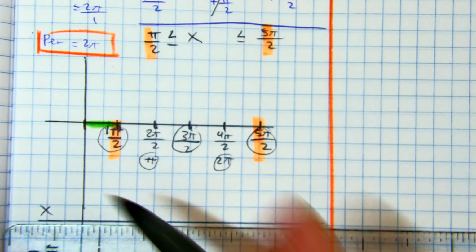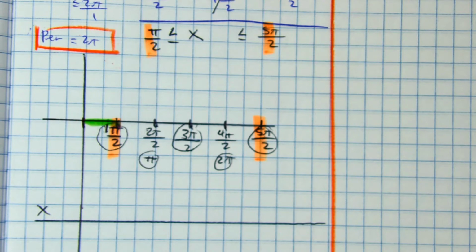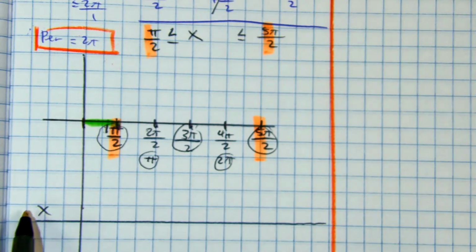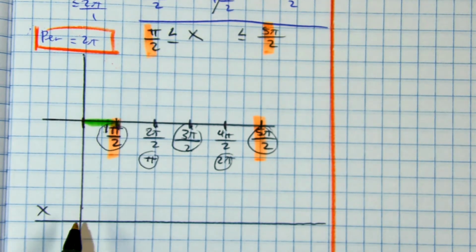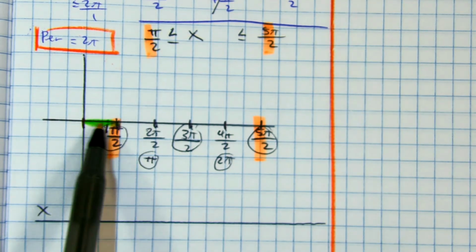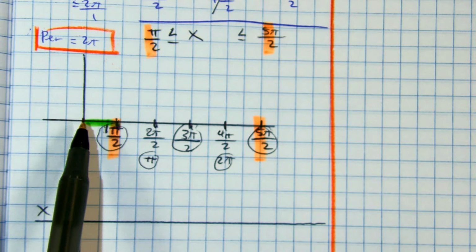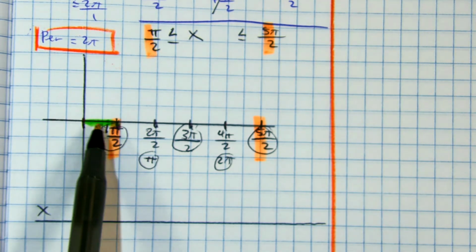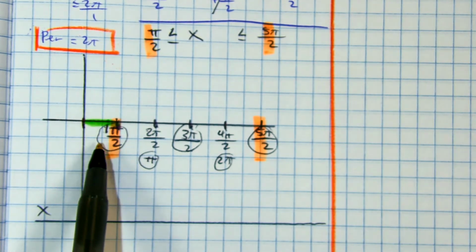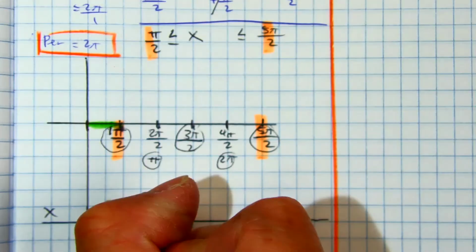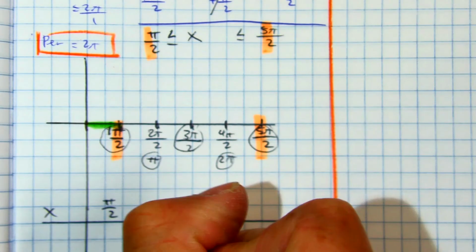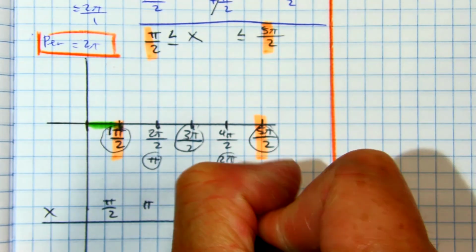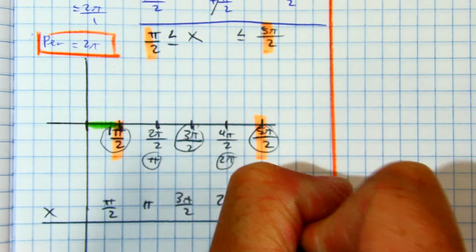So, simple question. Yes or no? Class, is my first x value 0? No. Because we have a phase shift now. We had started for the last week. We always started at 0, but now we have a shift to the right. I'm going to write down the circled numbers. Pi over 2. Pi. 3 pi over 2. 2 pi. And 5 pi over 2.